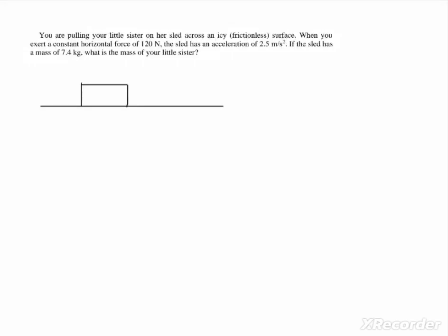In this question, they're saying that you are pulling your little sister on her sled across a frictionless surface, and when you exert a constant horizontal force of 120 newtons, the sled has an acceleration of 2.5 meters per second squared, and that is in this direction. And they are giving you the sled's mass and asking the mass of the little sister.